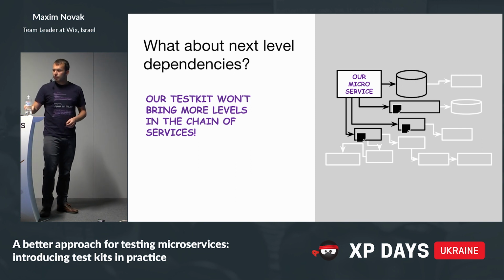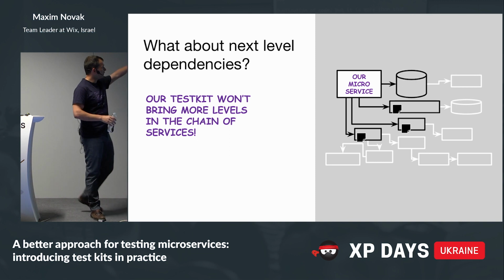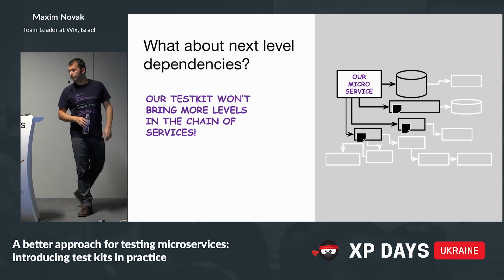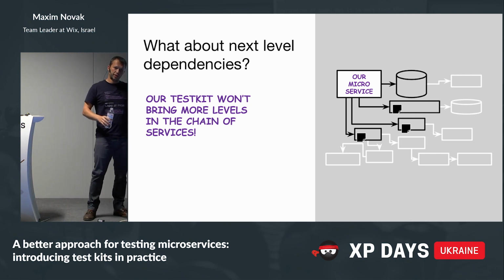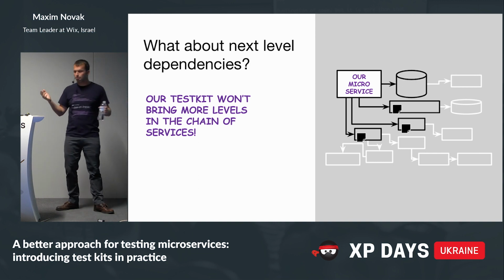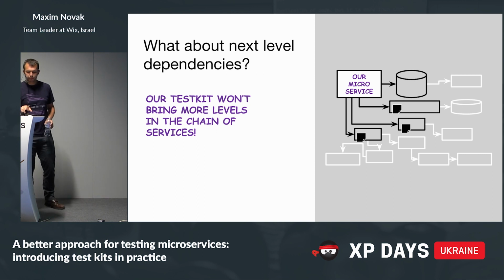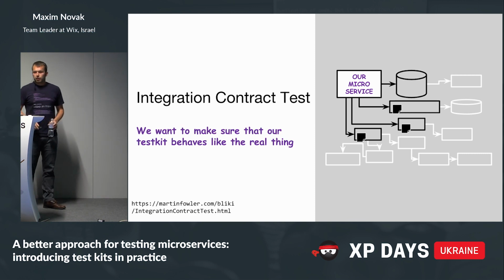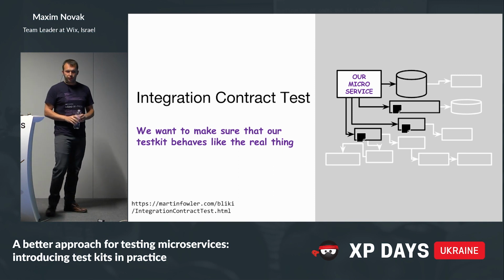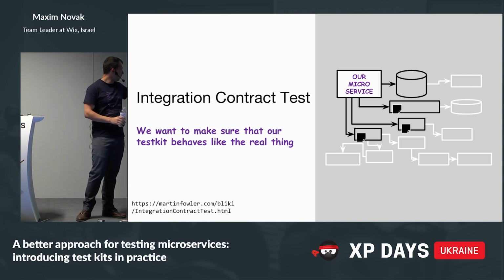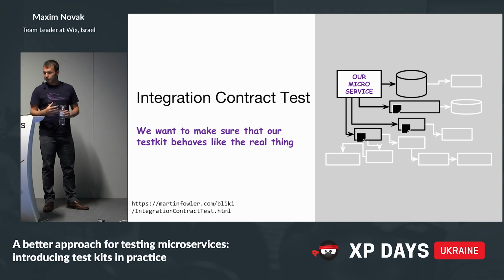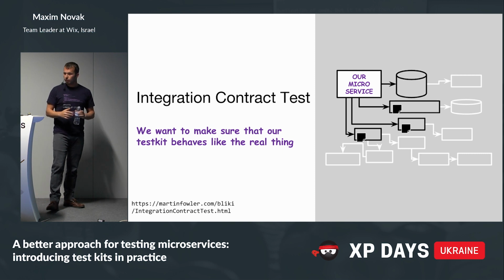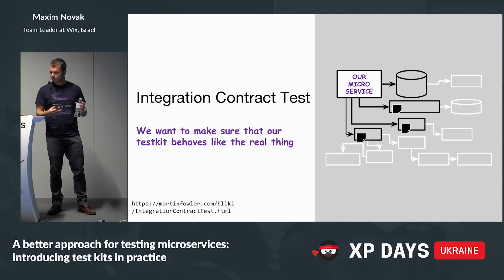Another question is, what about next level dependencies? Our user service has a database, right? So when the store application runs the test and runs the user test kit, we don't want a database to run now. So what do we do? We use integration contract tests. There is a good blog post that I encourage everyone here to read anyway. This is a test that defines the contract, and let's see examples.